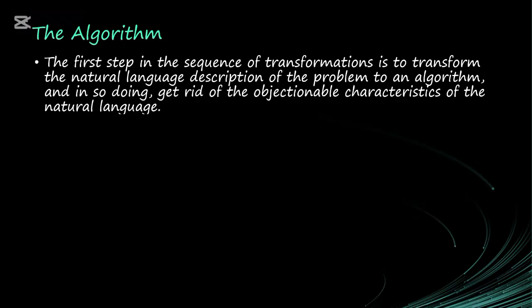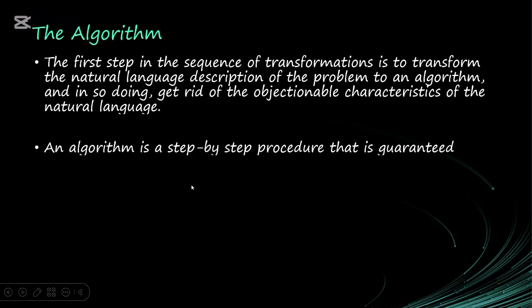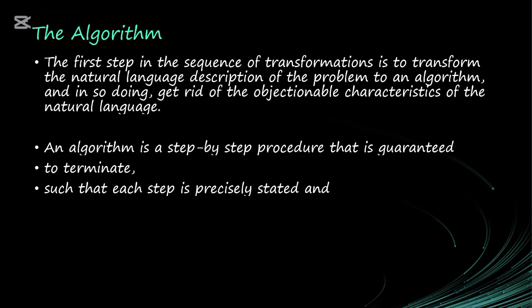All right, from the statement of the problem, you can now transform it to an algorithm. And in doing so, you're getting rid of some ambiguity of natural language. Okay, so an algorithm is a step-by-step procedure that is guaranteed to, number one, terminate. It must terminate at a point. And each step is precisely stated, and it can be carried out by the computer.